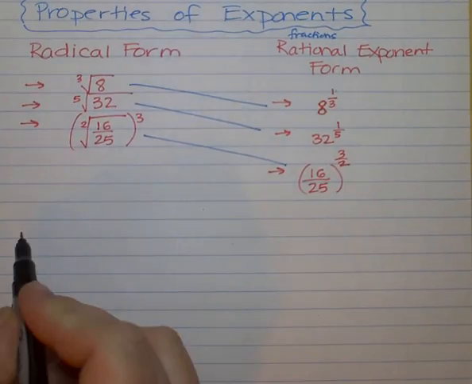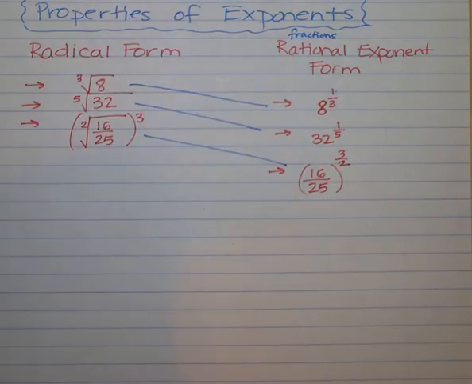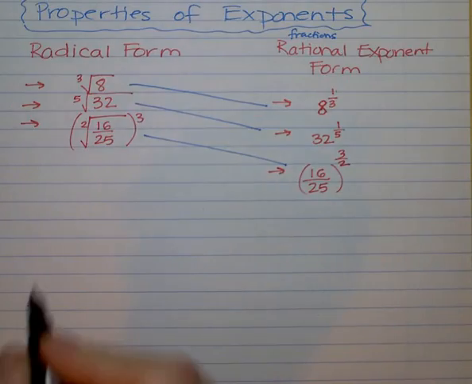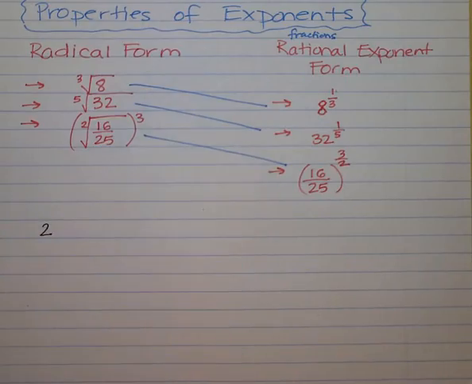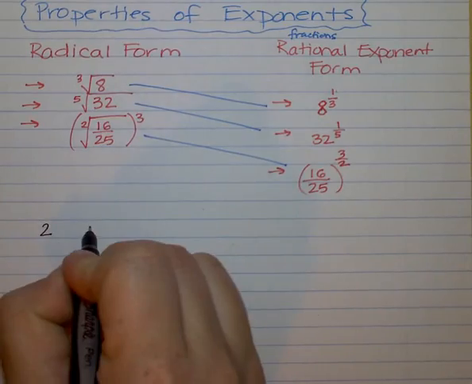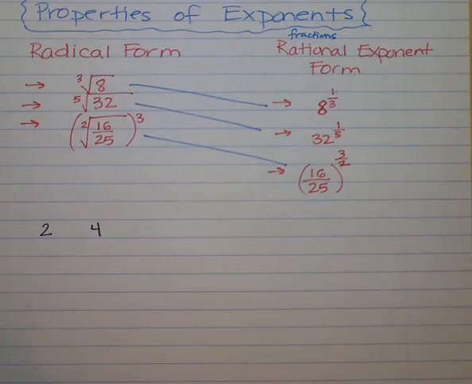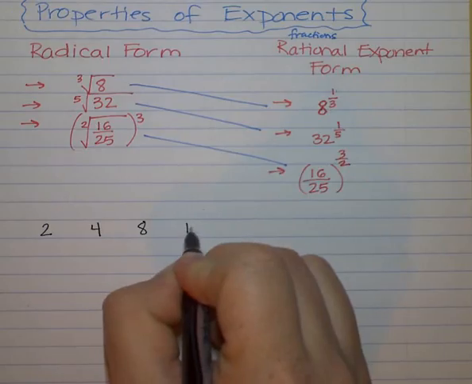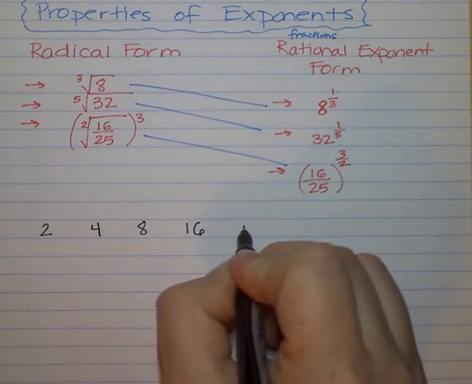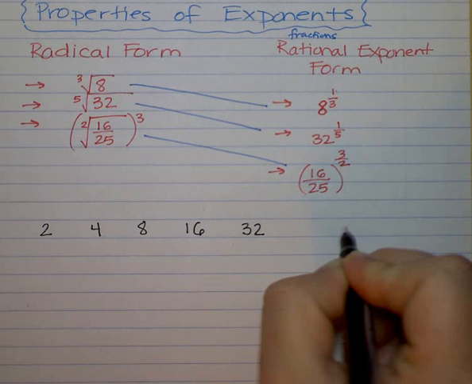So what I'm going to start by doing is, we know the ones. We know 1 to the first is 1, 1 to the second is 1, 1 to the third is 1, and so on. But let's start with 2's. So this is 2 to the first. 2 to the second is 2 times 2 is 4. 2 to the third, 2 times 2 times 2 is 8. 2 to the fourth, 2 to the fifth, and 2 to the sixth.